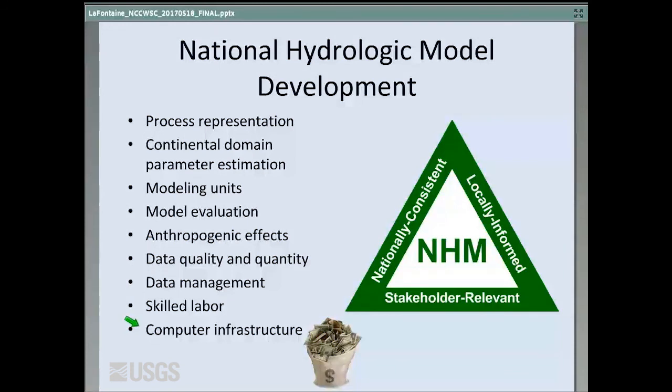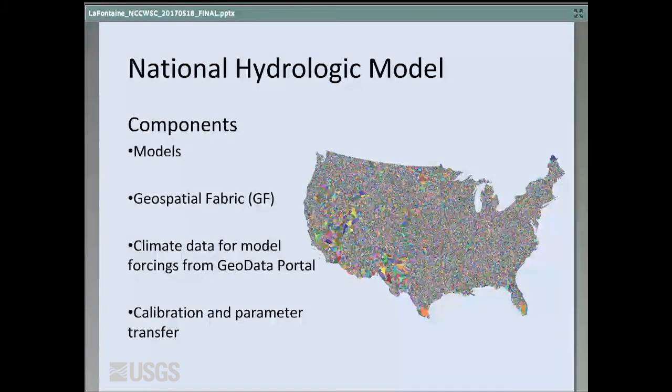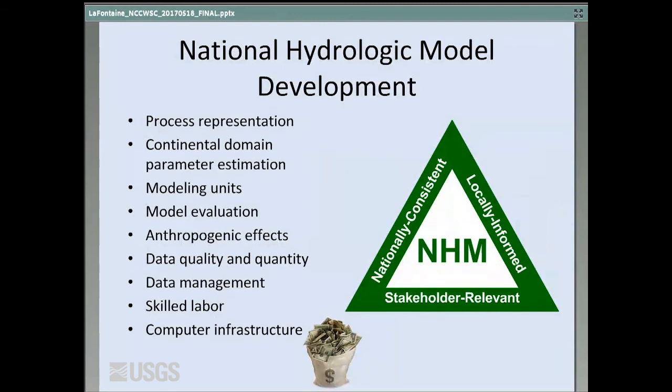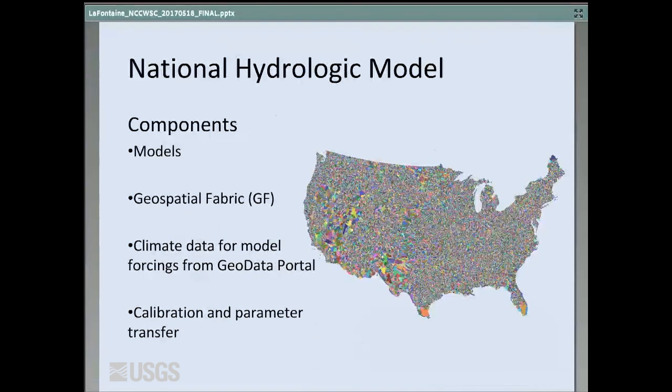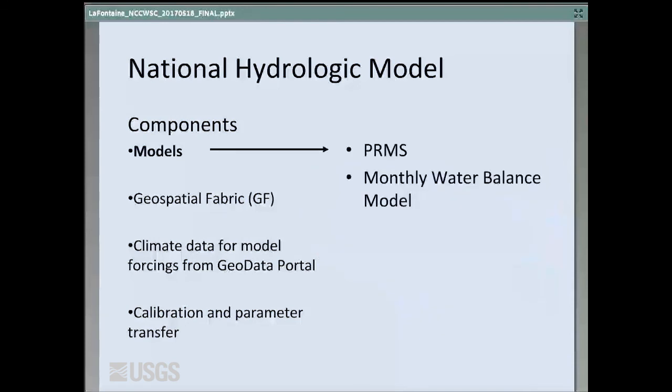And then computer infrastructure. We see the big leaps we've had in technology, and a lot of that's enabled us to start running models at this scale, but along with that comes a cost. So this triangle really represents the three big things. We want the NHM to be nationally consistent, but locally informed, and also stakeholder relevant. We want this to be something that folks will actually be able to use in their processes.